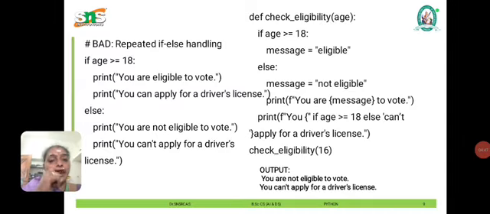The first one represents it with age greater than 18, using only the conditional statement. If the conditional statement is true, it is eligible to vote. If the condition is false, it is not eligible to vote. The same program is converted to a function: def check_eligibility of age. If age is greater than or equal to 18, message equals eligible, else the message is not eligible. Finally, we apply the driver and call check_eligibility.